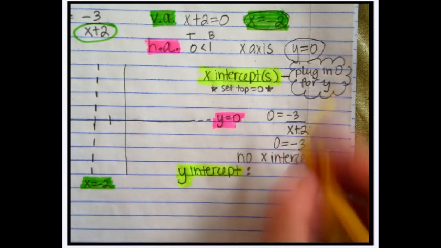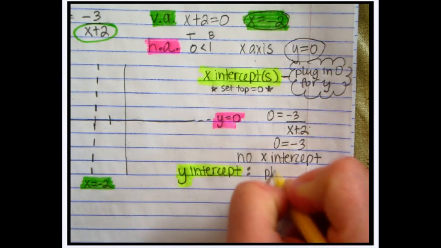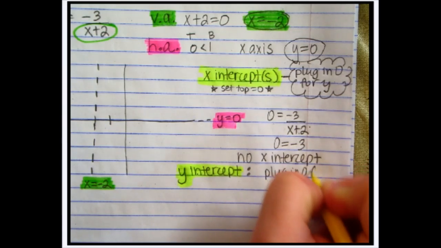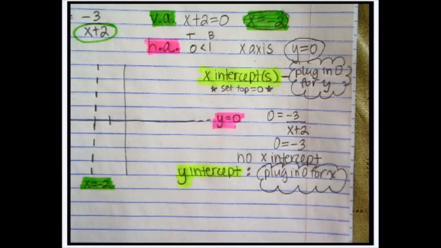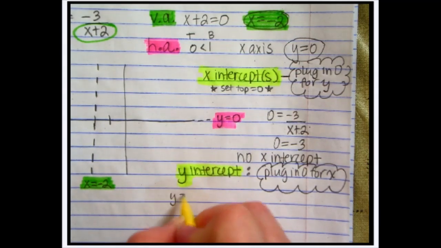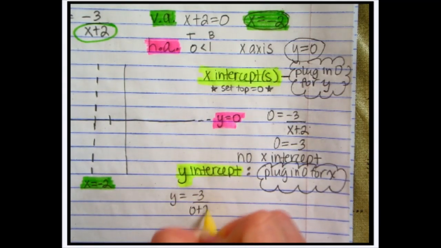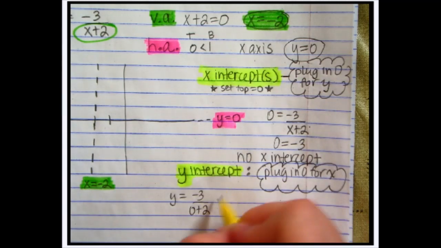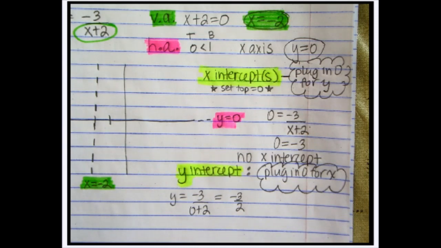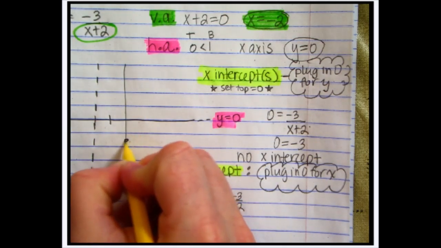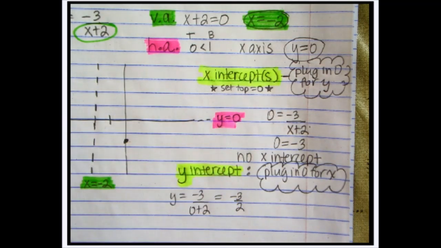So to do a y-intercept, we plug in 0 for x this time. So we get y equals -3 over 0 plus 2. Or in this case, we get -3/2. So what we can do there is go to the y-axis and go down 1.5 and put our dot there. So still not very much of a graph.